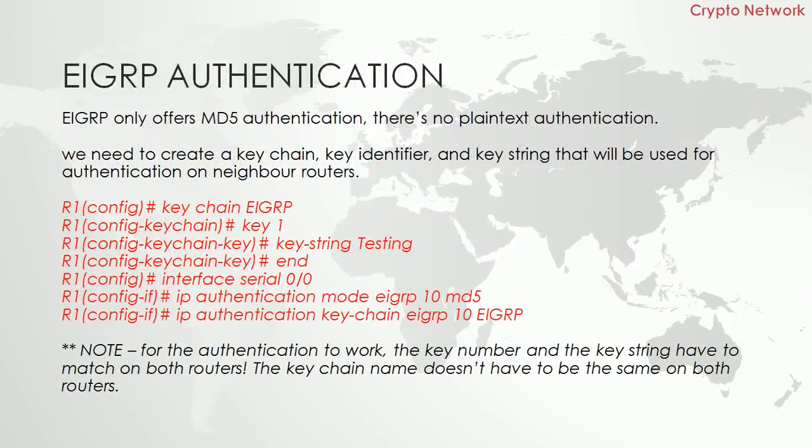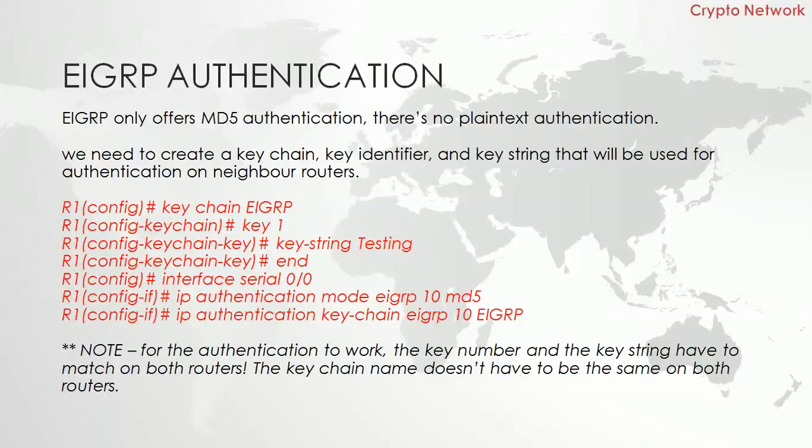Okay, so EIGRP authentication. By using the same pre-shared key on all routers, you can force EIGRP to authenticate every EIGRP message. That way you can ensure that your router accepts routing updates only from trusted sources. EIGRP uses the concept of keychains, and each keychain can have many keys, just like in real life. After you have created a keychain with the corresponding keys, you need to enable EIGRP authentication for a particular interface. And to configure a router to use EIGRP authentication, the following commands are used.